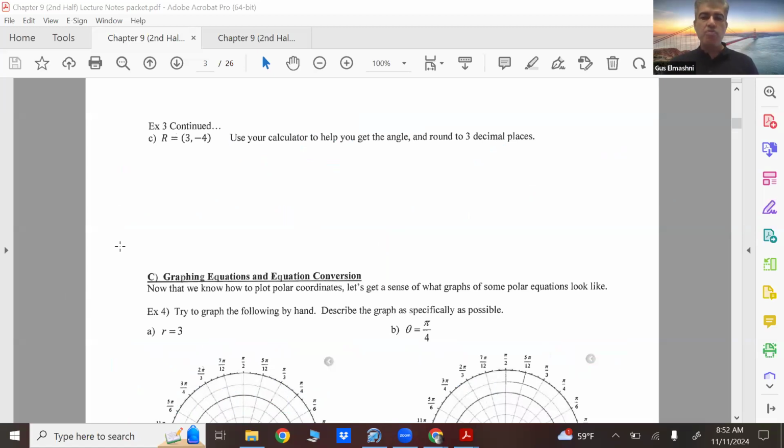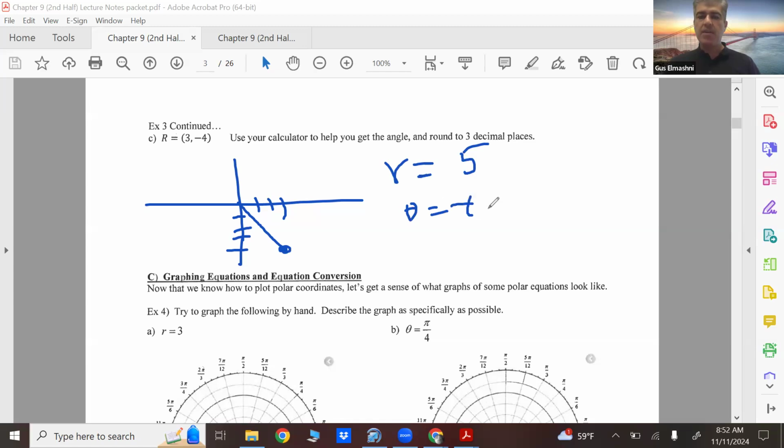Lastly, this one here, 3, negative 4. So that's going to be right here, right? What's your radius? I think it's pretty easy. 5. And your theta is going to be the inverse tan of negative 4/3. Now we do have to use a calculator here. And I think I've decided I'll make our next test calculator allowed. I think that's probably a good idea.